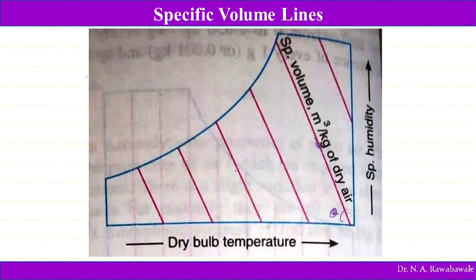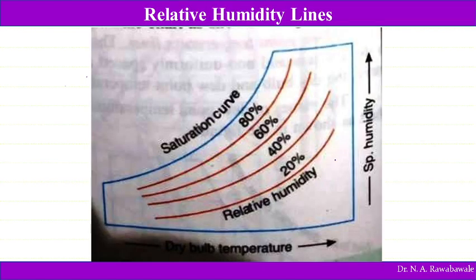So these lines are equispaced. Now we can see the space between these lines is equal. So the point to note is that the equispaced inclined lines represent specific volume of dry air. Then coming to the saturation curve and relative humidity.